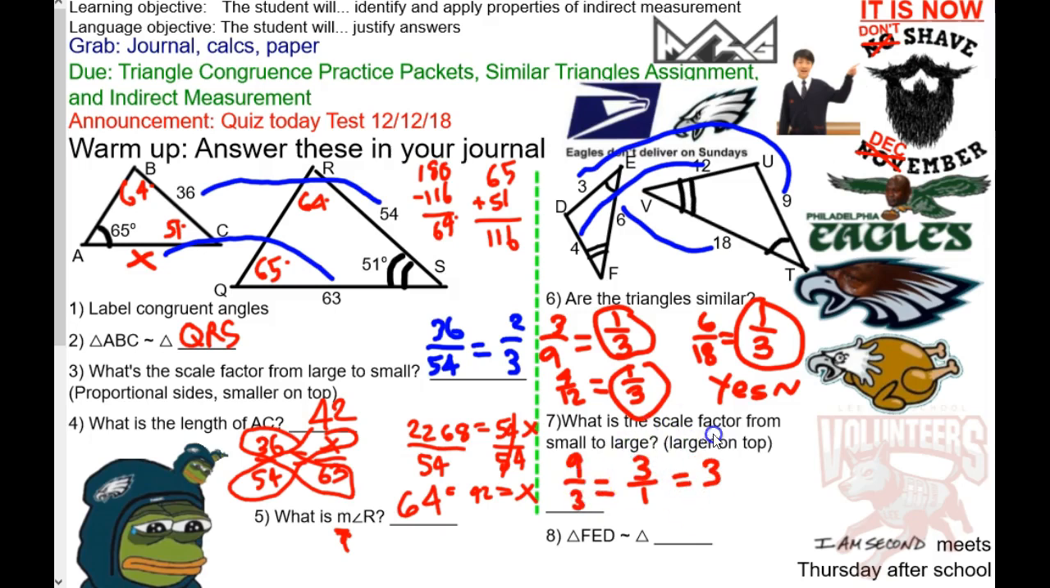So, you're able to do a scale factor. You can read the problem to tell you which one's on top, right? Now, last but not least, FED corresponds with what? What's my similarity statement? VTU. I want everyone to notice this is not in alphabetical order. Not every time is it going to be in alphabetical order. And I've said it, and I'll say it again. It's not always in alphabetical order. F matches with V, E matches with T, D matches with U. Make sure they are in order, not necessarily alphabetical.